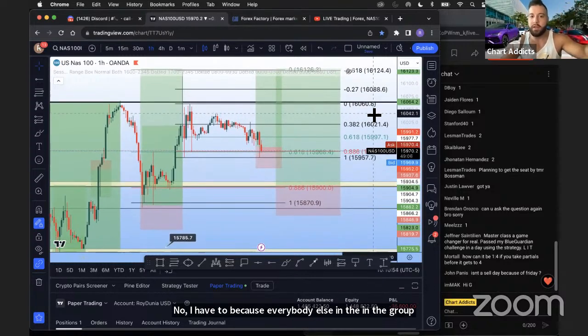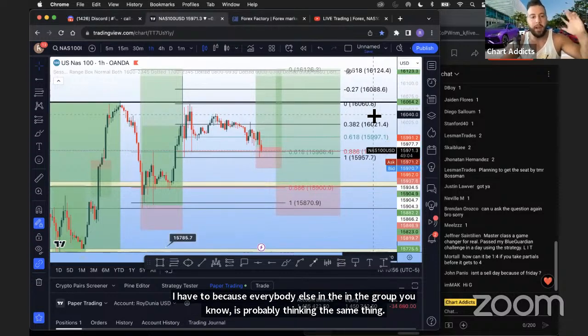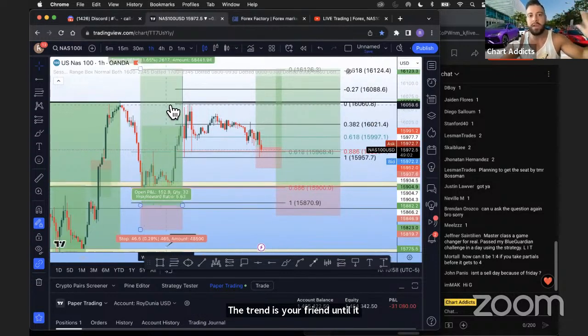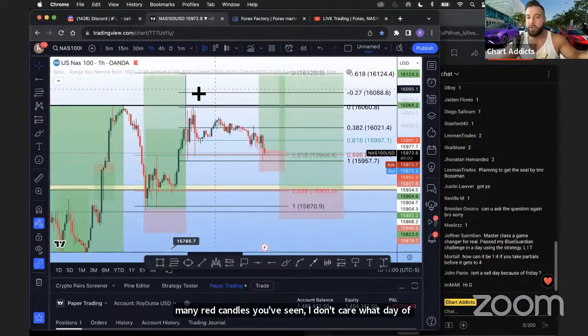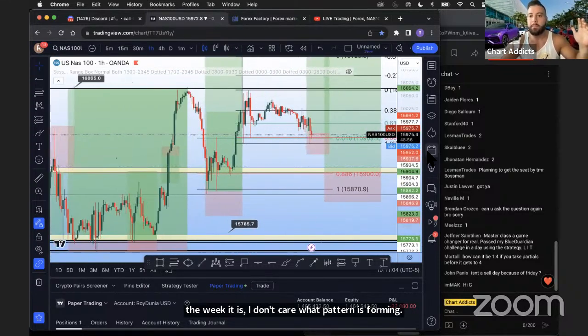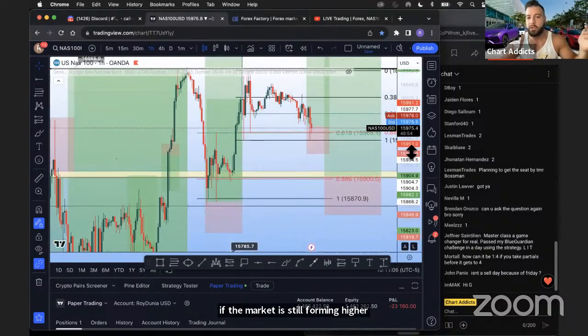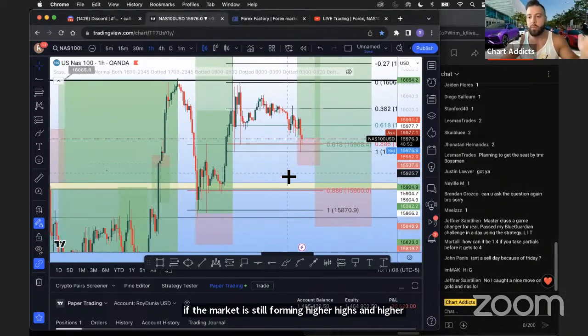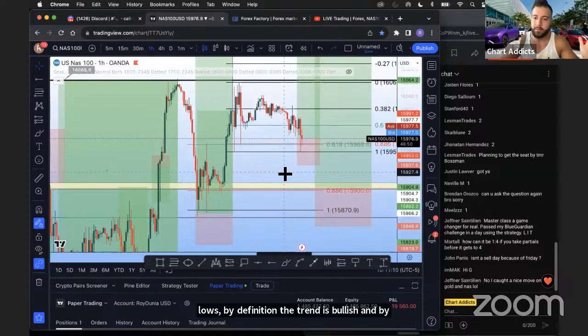The trend is your friend until it ends. I don't care how many red candles you've seen. I don't care what day of the week it is. I don't care what pattern is forming. If the market is still forming higher highs and higher lows, by definition, the trend is bullish. And by definition, you trade with the trend until it ends.